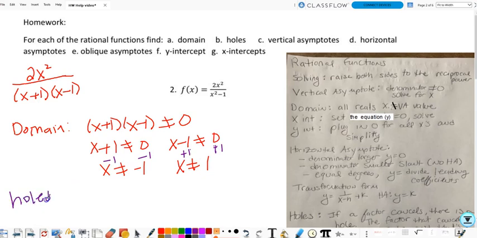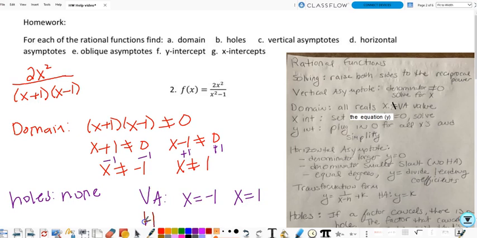For holes, there isn't any. There are no holes because there's no factors that divide. For vertical asymptotes, it's both values that made the denominator 0. So x equals -1, x equals 1. These are equations of lines. You have to write x equals, x equals.